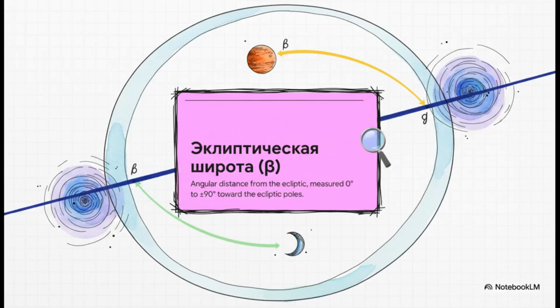Ecliptic latitude, or beta, is actually pretty simple. It's just a measure of how far an object is above or below the ecliptic plane. Just like latitude on an Earth map tells you how far you are from the equator, ecliptic latitude tells you an object's angular distance from the ecliptic. A positive value means it's north of the ecliptic, a negative value means it's south.